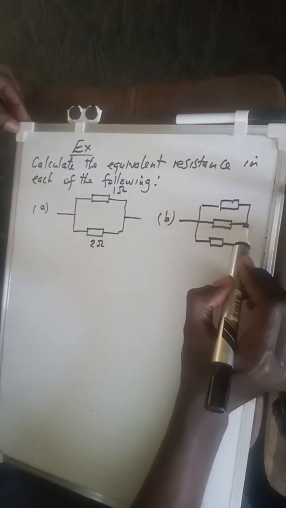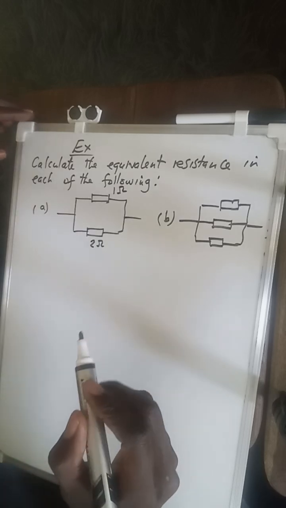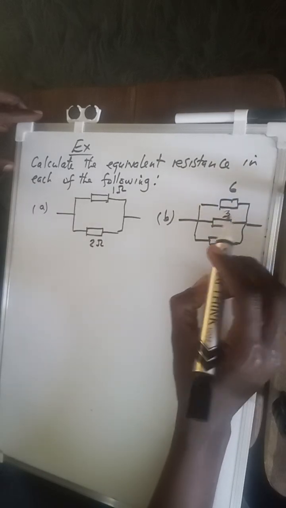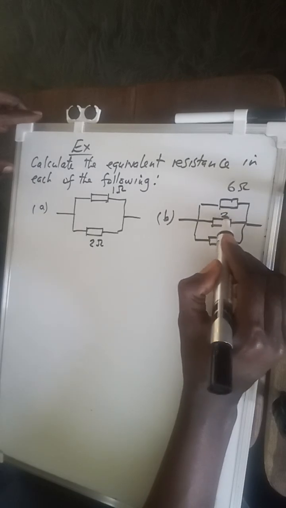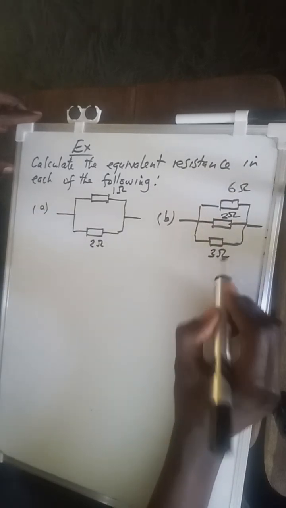in parallel. Okay, so that becomes easy. So that is a 1 and a 2 that I'm having there. Let me say that in the other one we have 6 ohms there, a 2 ohms there, and maybe a 3 ohms there.